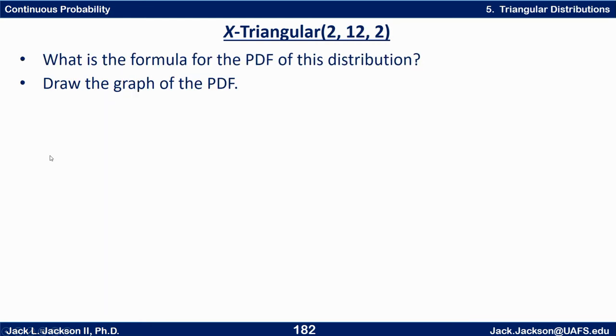All right, let's switch gears and try another one. Okay, what's the formula of the PDF for this distribution? And draw the graph. This is x is triangular, 2, 12, 2. See if you can work this out. Press pause, come back when you have it.